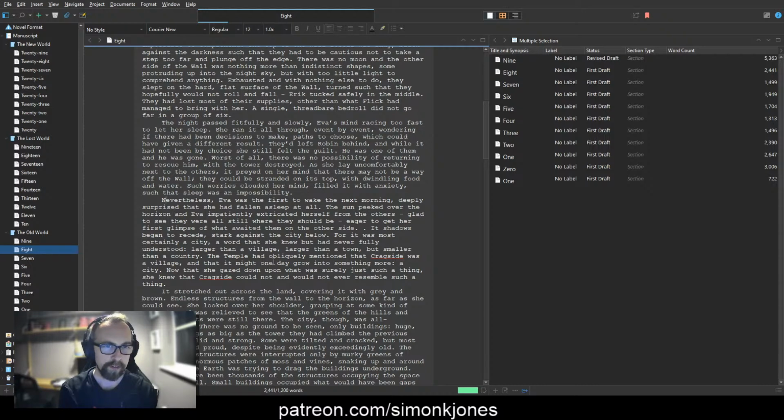At the moment, this character Eva has just woken up. She's on top of this massive, ridiculous wall, which is like skyscraper high kind of thing. The sun's just come up, and her little team are going to get their first look at what is on the other side of this wall that they've been looking at for ages.